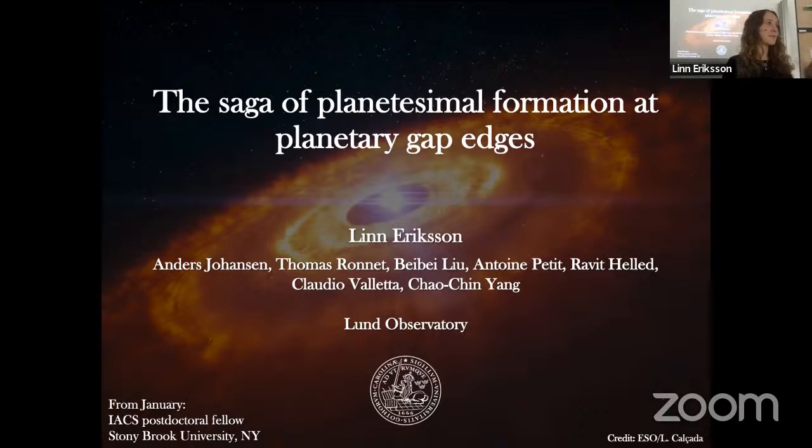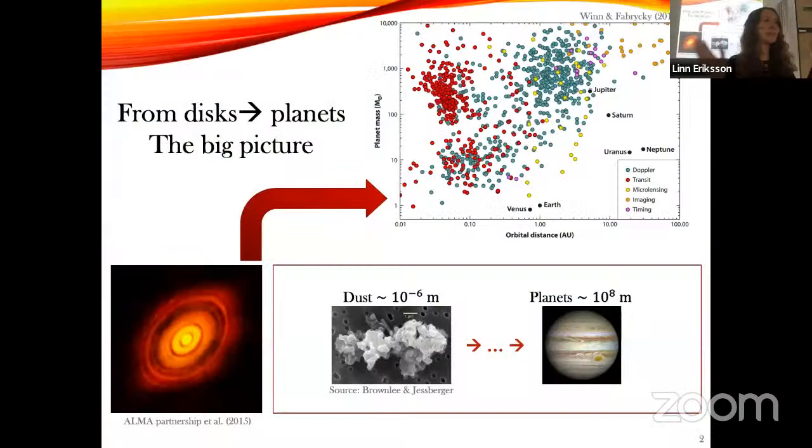Since it's a department seminar with a broad audience, I figure I'll start with a very basic introduction to planet formation. So of course, the planet formation process takes place in protoplanetary disks. And the main goal of the research field is to understand how we go from having a star in a disk to having the plethora of planetary systems that we see today in observations.